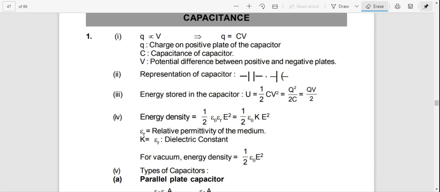இந்த வீடியோல நம்ம capacitance form chapterல இருக்க formulas எல்லாத்தையும் ரிவைஸ் பண்ணலாம். And every year NEETல இதுல இருந்து minimum 2 questions கேக்குறாங்க. So let's revise the formula.